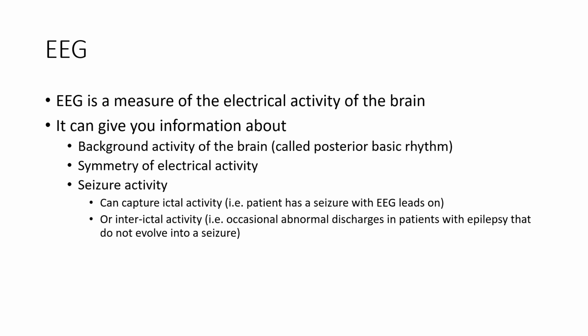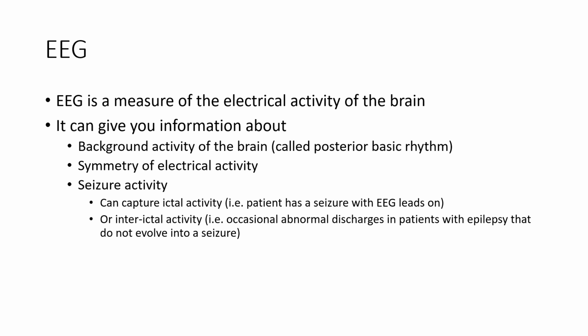In addition, the EEG can obviously tell us about seizure activity. So it can capture ictal activity, meaning that when the patient has the EEG leads on their head, if they have a seizure, we can see the seizure and learn a lot about where the seizure started and potential causes of the seizure. But if they don't have a seizure, we can see what's called interictal activity.